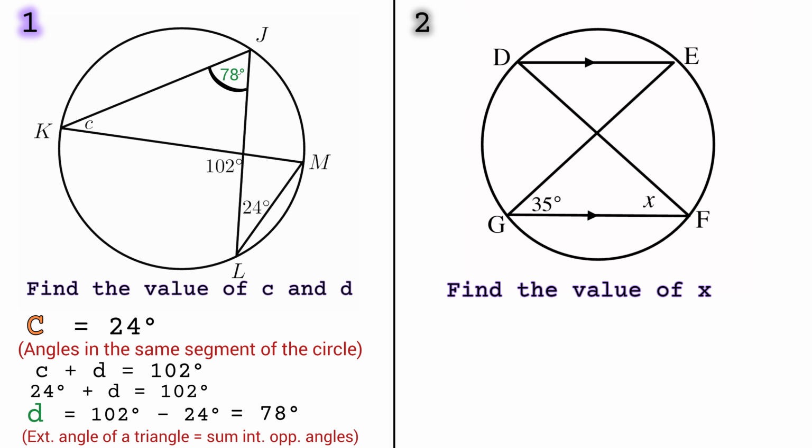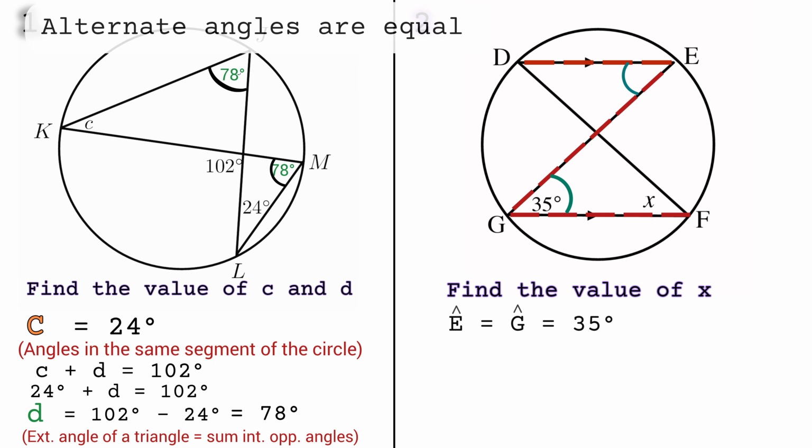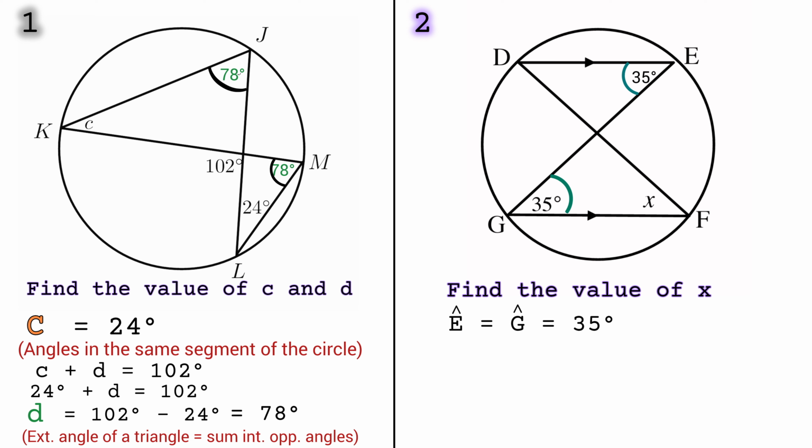Angle M is equal to angle J, which is equal to 78 degrees, and the reason is they are angles in the same segment of the circle. In the second example, it is indicated to us that DE is parallel to GF. Therefore, angle E and angle G are alternate angles, and alternate angles are equal. So angle E is also equal to 35 degrees.